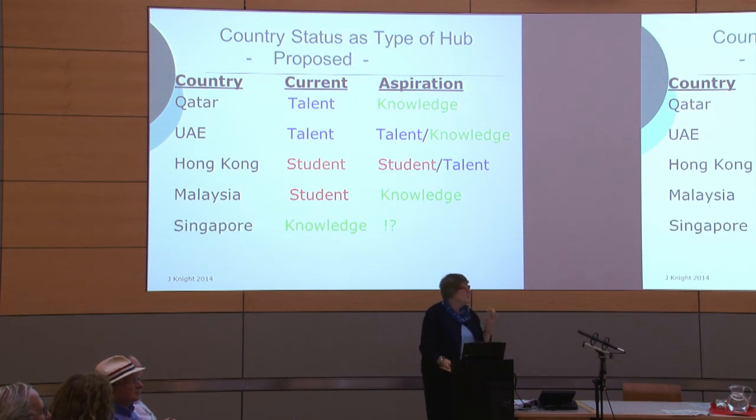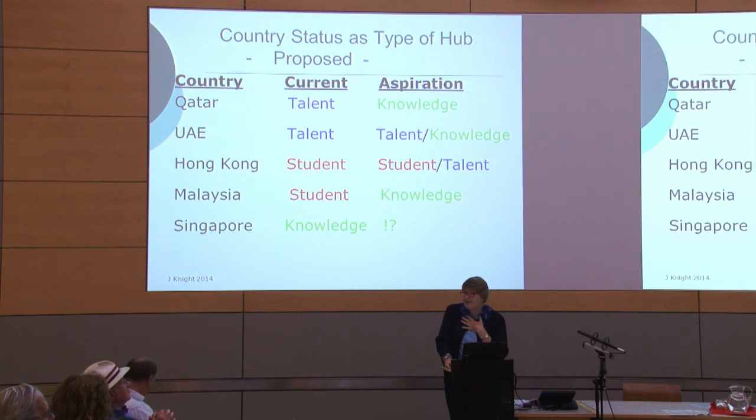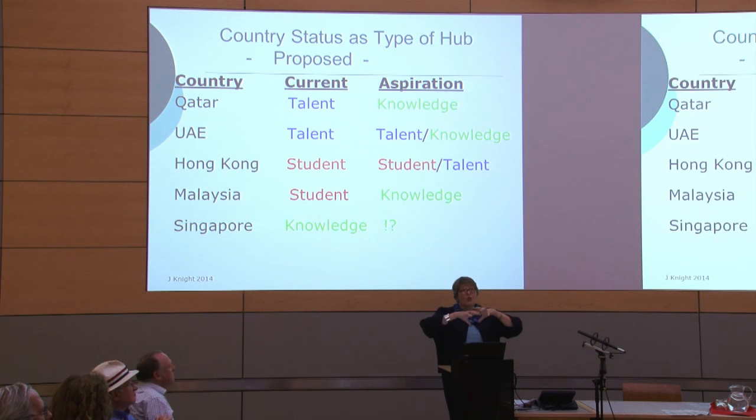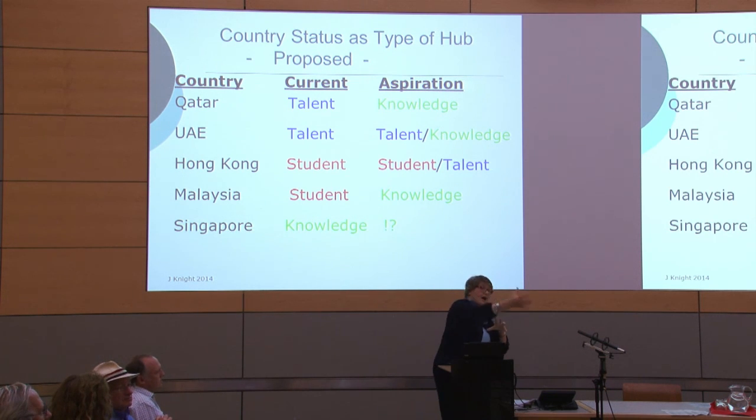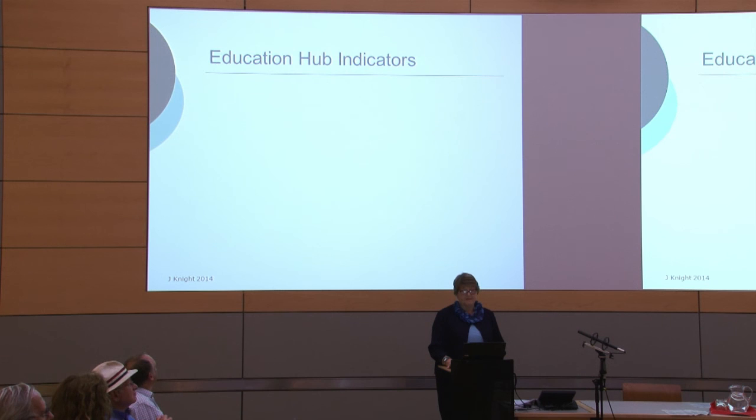Let me continue. Singapore, acknowledged as a knowledge hub by everybody. When I worked with them and said, what is it that you want to go to next? They said, well, we're not sure, probably a networked hub. They really want to emphasize all their research and networks with the rest of the world. So Botswana, student hub wanting to become talent.